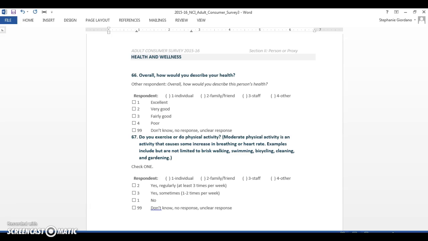Then we ask question 67 whether the person exercises or does any physical activity, and we give a few examples of what we mean as well as a definition for physical activity. The response options here look at the frequency at which they do that exercise, so regularly, which would be 3 times or more, or sometimes, which would be 1 to 2 times a week, or not at all.